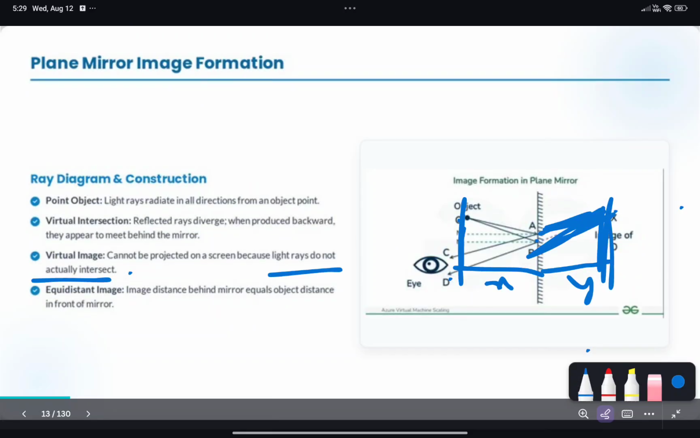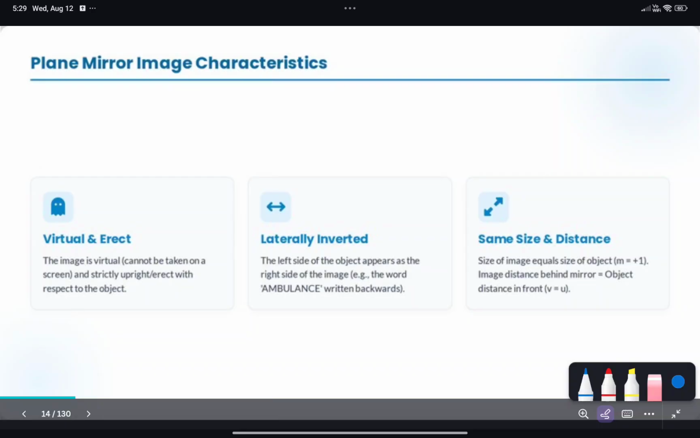Image formation in a plane mirror. How is an image formed in a plane mirror? Ray diagram and construction. We discussed everything about image formation in a plane mirror. Virtual: what is meant by a virtual image? We cannot project the image on a screen. Why? Because the rays cannot meet.